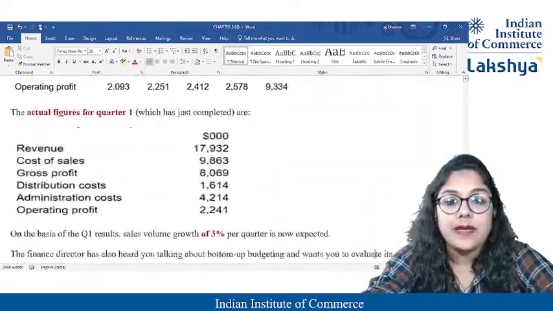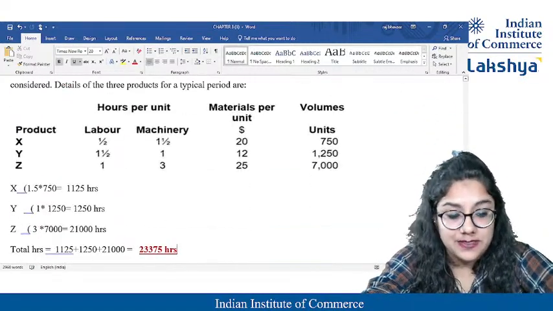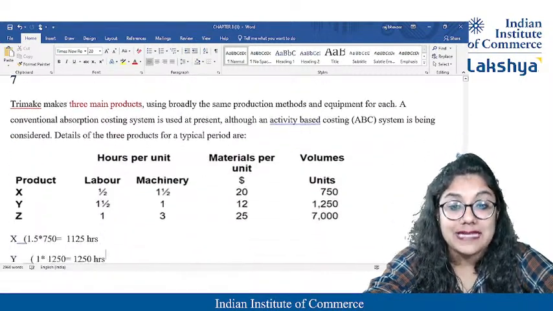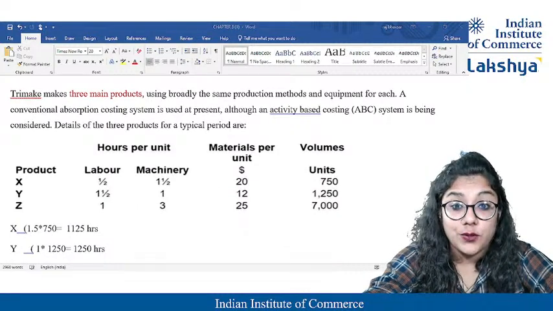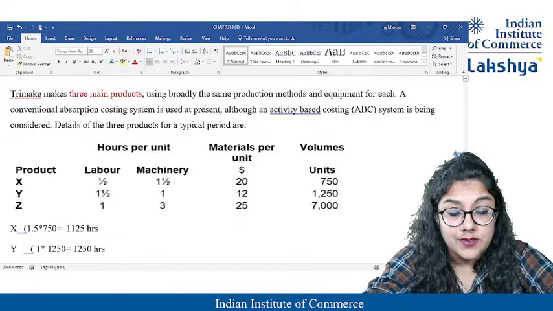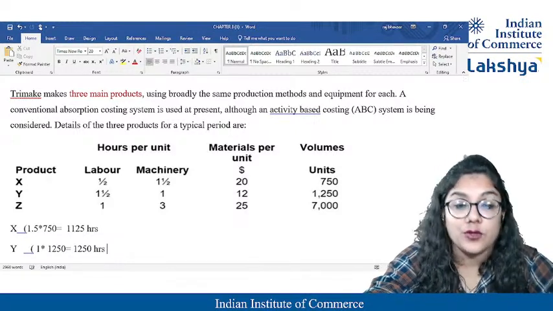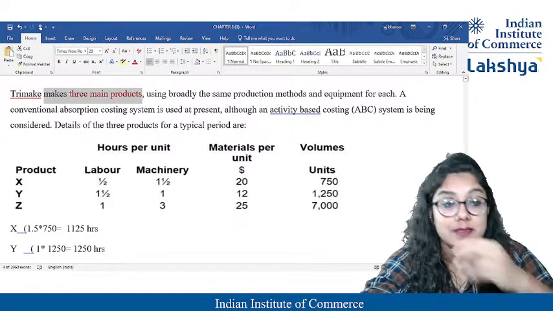Okay, so we have a question about ABC analysis. Students, this is your question on ABC, activity based costing. There is a company, and as I told you, with activity based costing it is never one product, it is always more than one product. I'm just briefing you on the question. You may know this, you would have done this.